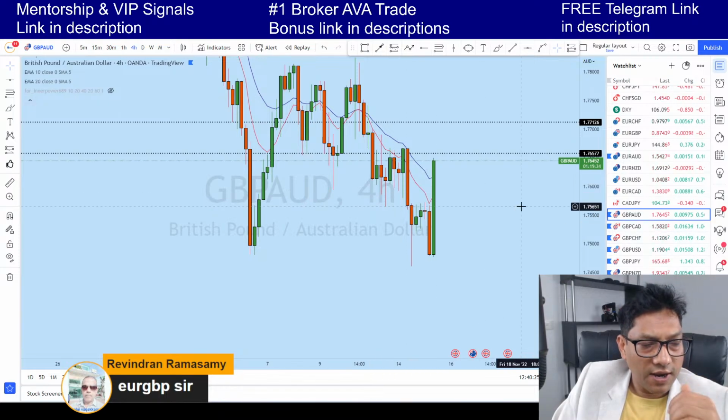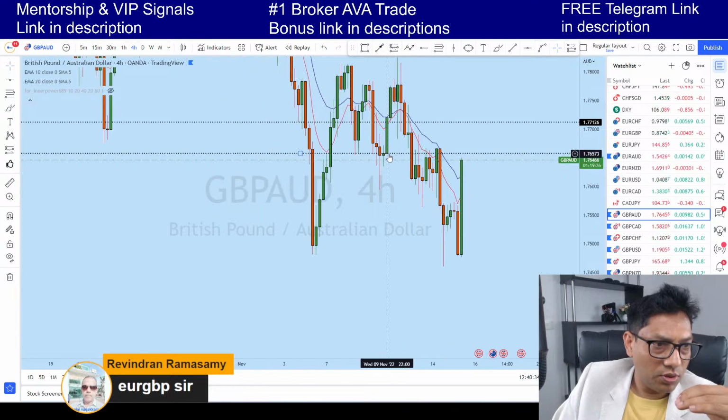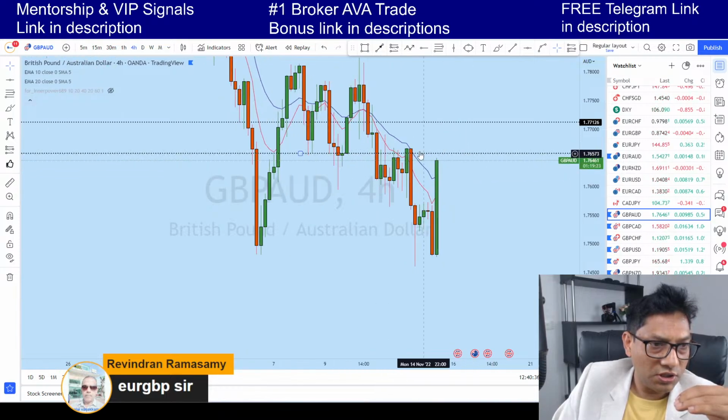So let's look at GBP AUD now. As I told you, GBP AUD is approaching this very important daily resistance level, which is this one. This is the previous support zone, which is turning into resistance.